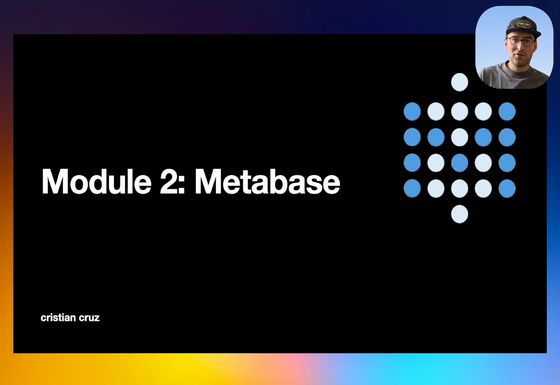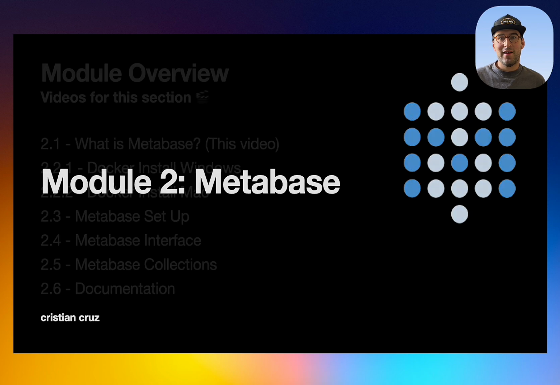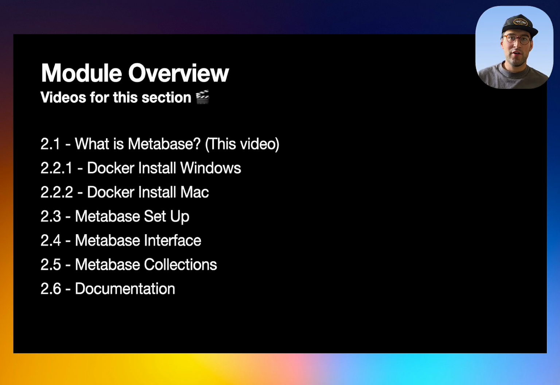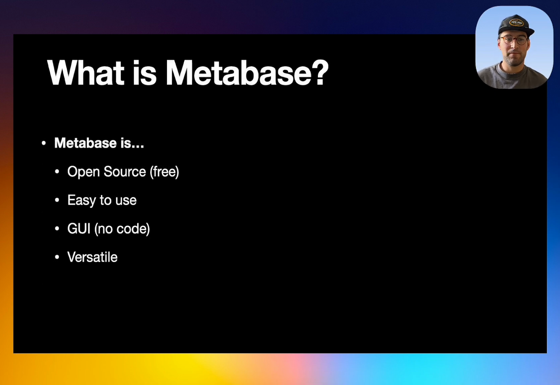Let's crack into module 2 now with some Metabase. In this module, what we're going to do is go over a little bit more of the basics of Metabase. We're going to install Docker. First of all, we'll do it on Windows and Mac. If you have Linux, I assume you know what you're doing with Docker, so I won't bother with that. Then we'll also go ahead and set up Metabase. We'll go over the base interface as well as the collections, what those are and how you can manipulate those. And then we'll touch on some documentation.